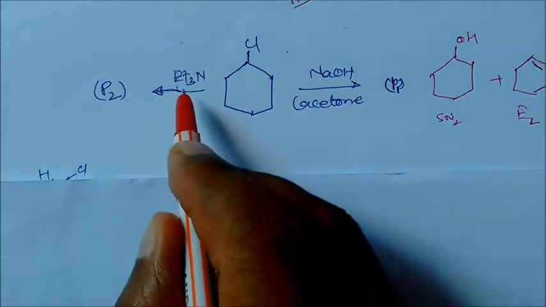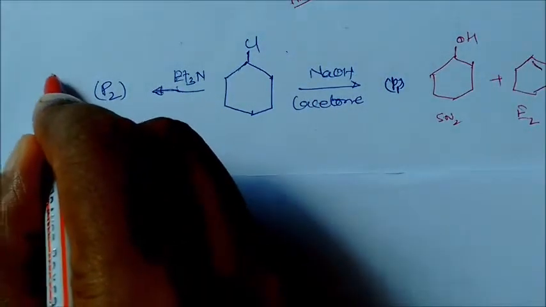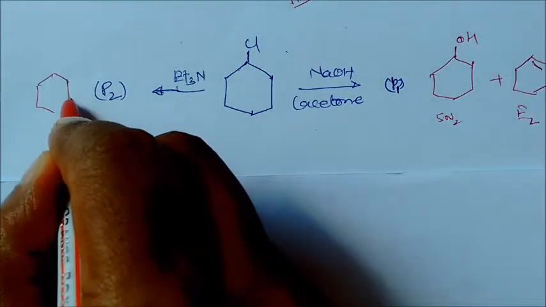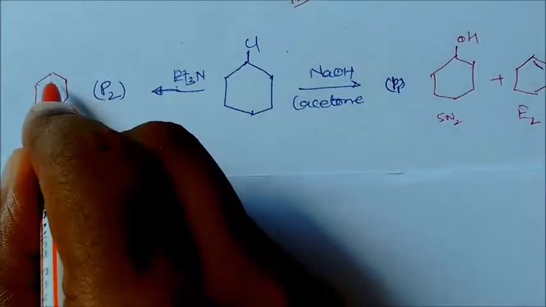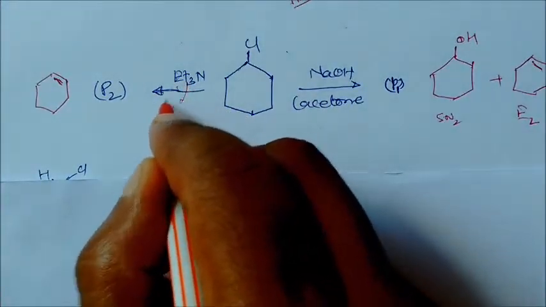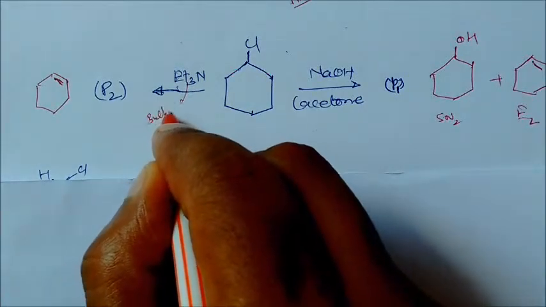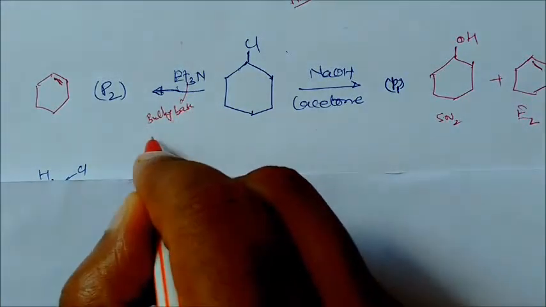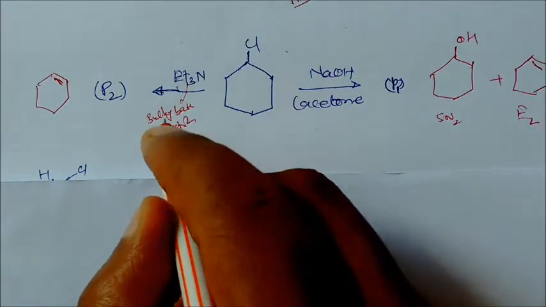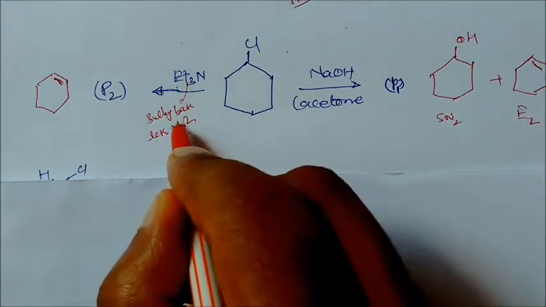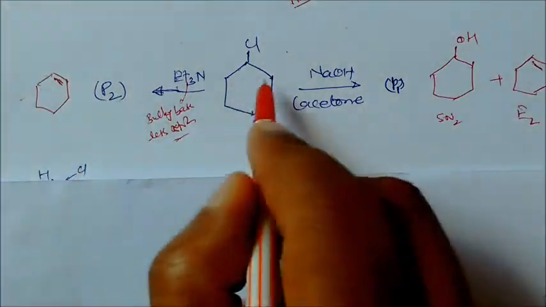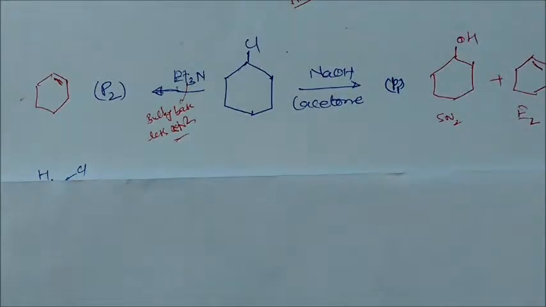So in this case this is a bulky base. So definitely you will get one product, where Cl is removed. So you will get this product, because the tertiary amine is a bulky base. Due to the bulky base there is less SN2 reaction. So there is less chance of SN2. So you will get E2 elimination over here. So this is the product of this reaction.